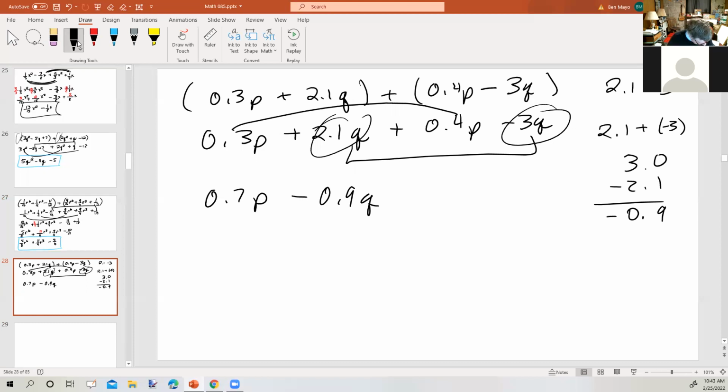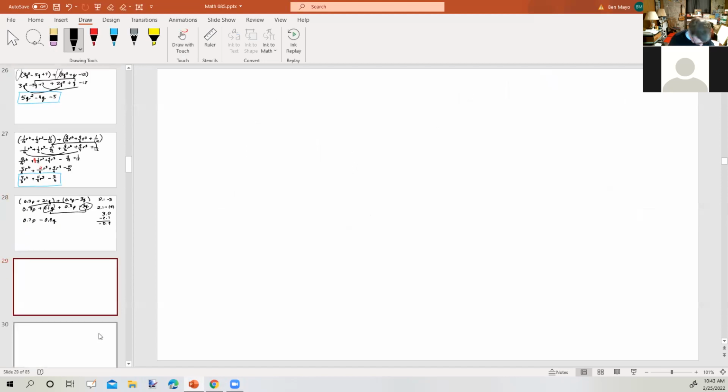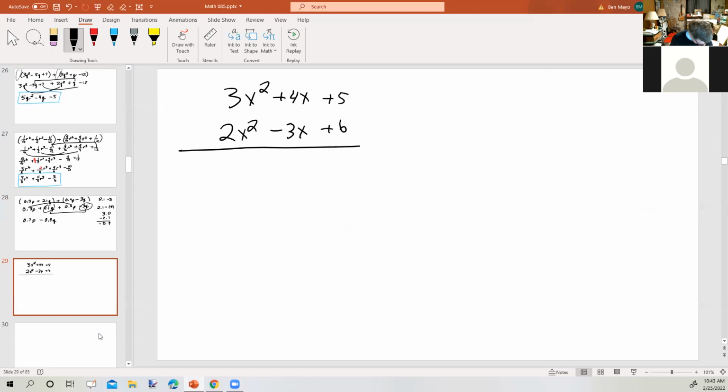Okay. Now, this is where things get a little more interesting. Let's look at using the vertical form to add polynomials as opposed to writing them all out horizontally. I've got 3x squared plus 4x plus 5, and then 2x squared minus 3x plus 6. And the directions say, again, use vertical form to add the polynomials.